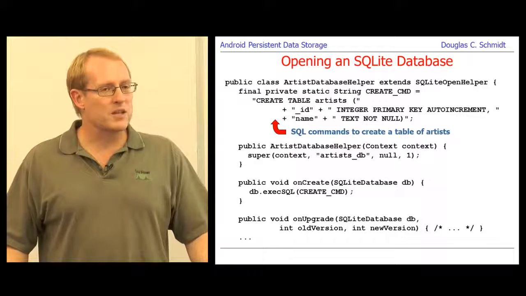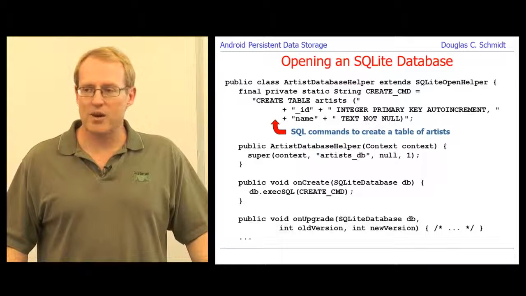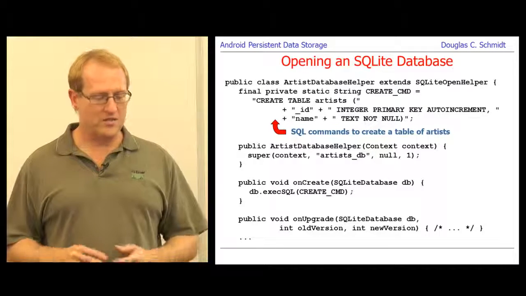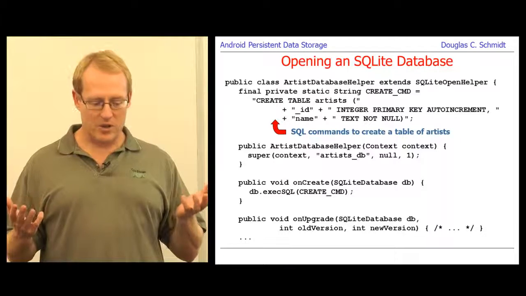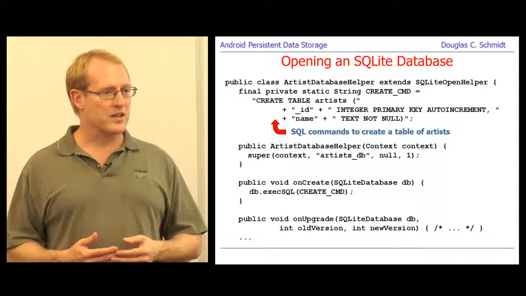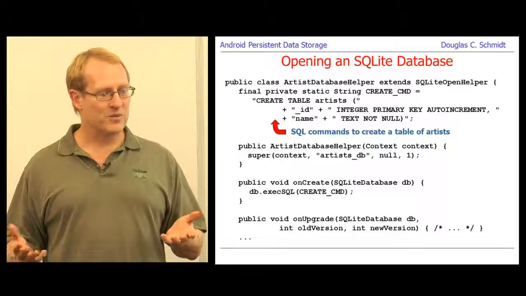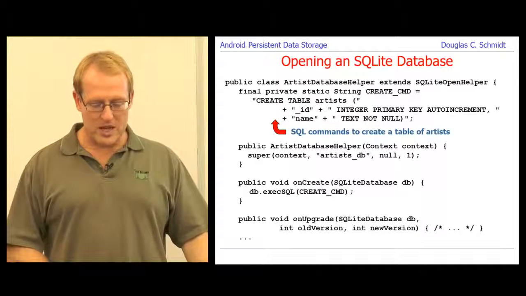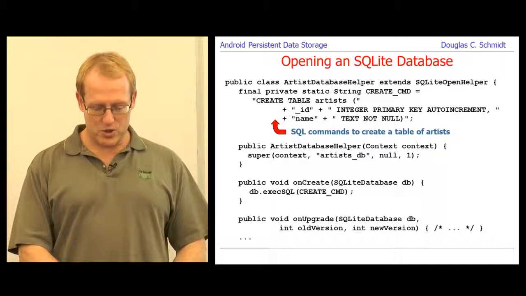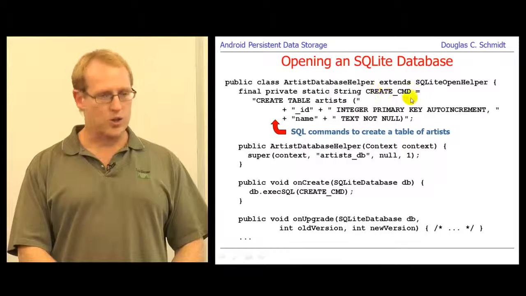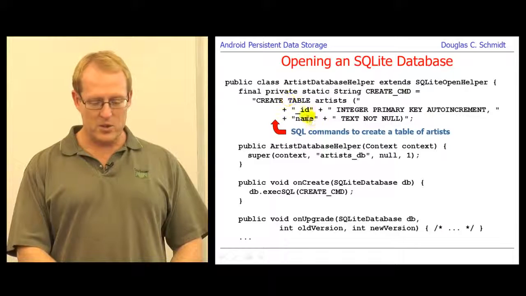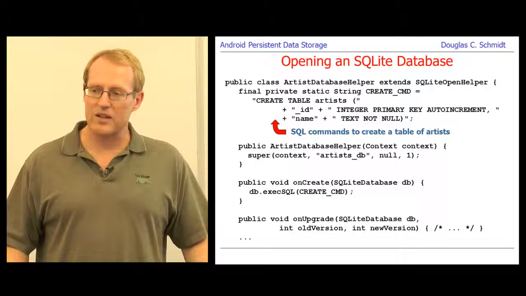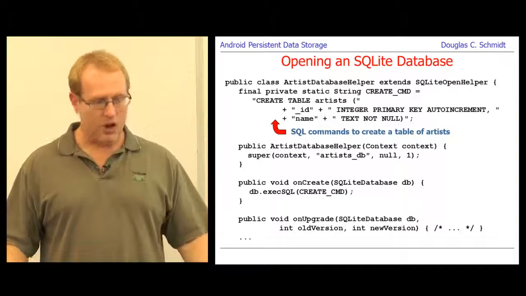So here's a very simple example just to illustrate how all these things fit together. Basically what we're going to do here is define an artist database helper class, which extends SQLiteOpenHelper, so it inherits from it and then uses some of the hooks that it provides. As you can see here, we have a string that we define, which is called create command, and this is used to essentially create an SQL table. It's an SQL command to create a table of artists.